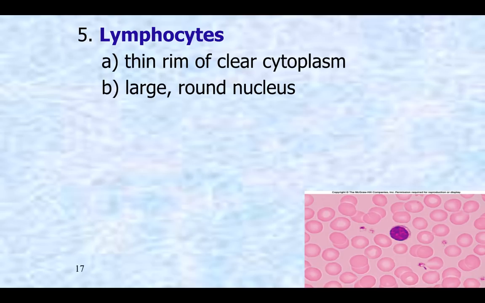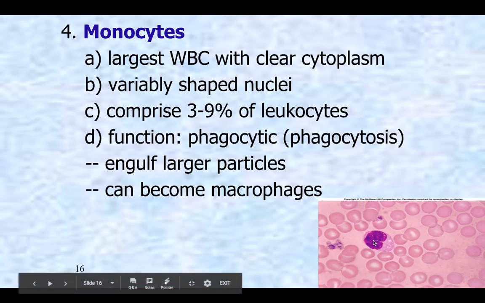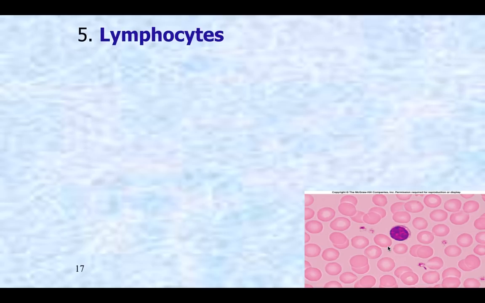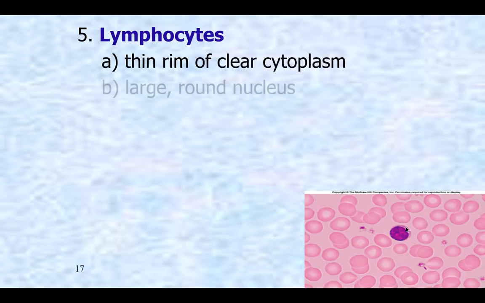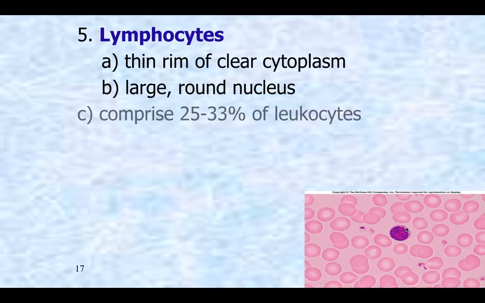When we look at the last one, our monocytes, this nucleus can take very, very many shapes, and it has a lot more cytoplasm. When we're looking at a lymphocyte, this nucleus is traditionally round, and we just see a very thin halo of that cytoplasm. These comprise 25 to 33% of our white blood cells or leukocytes, and their job is in immune responses.